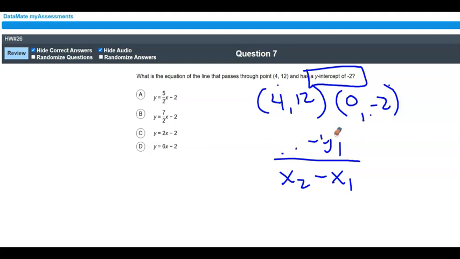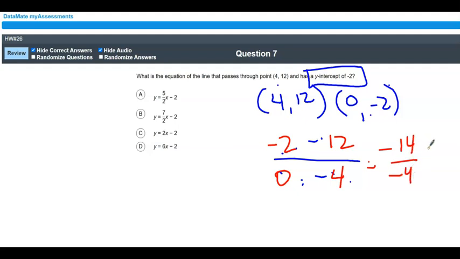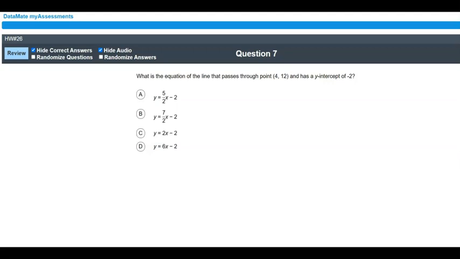So my y values are -2 minus 12. And my x values are going to be 0 minus 4. So that would be -14 over -4, which reduces to -7 over -2, or +7/2, giving me the answer of B.